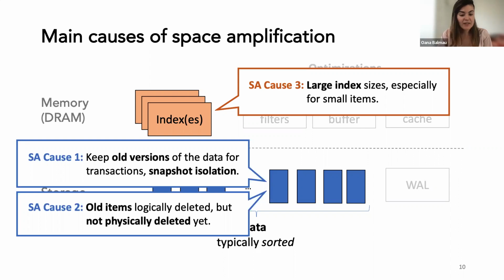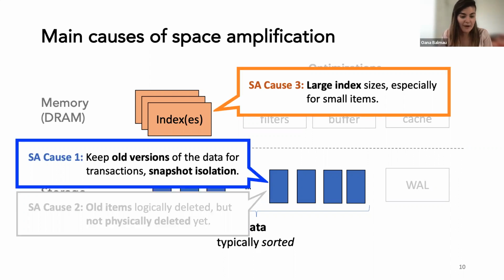So today I'm going to focus, in the first part of the talk, on this first cause of space amplification, due to snapshot isolation. And then I will later briefly talk about some ongoing work on reducing space amplification for indexes.